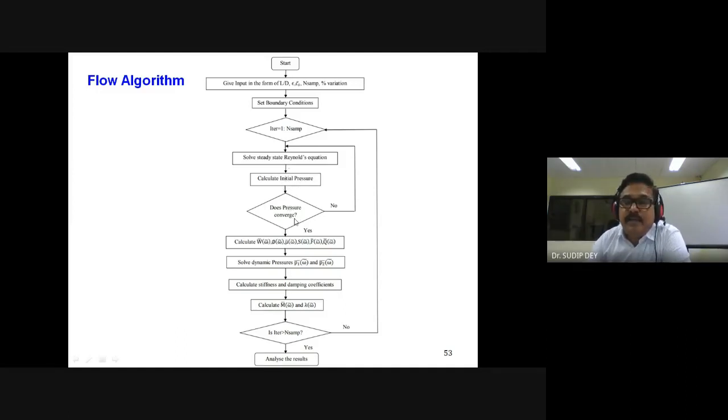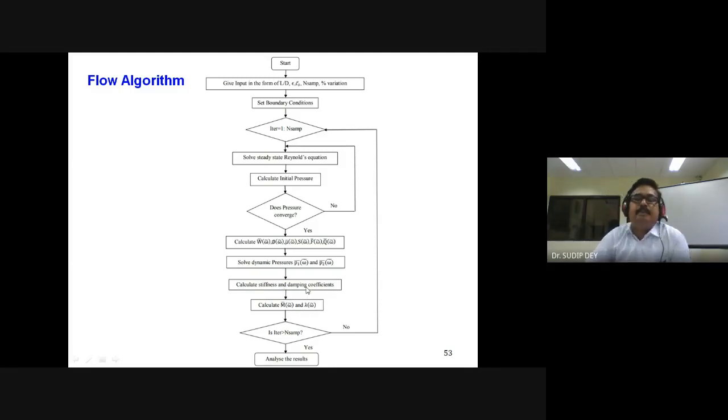Now, is the pressure converging, yes or no? If no, then it will be repeated. So there is a loop here. If yes, then we calculate the corresponding parameters like W, that is load bearing capacity, mu value, S value, F value, Q value. Then we go for the dynamic pressure. Then we calculate the stiffness and the damping coefficient.